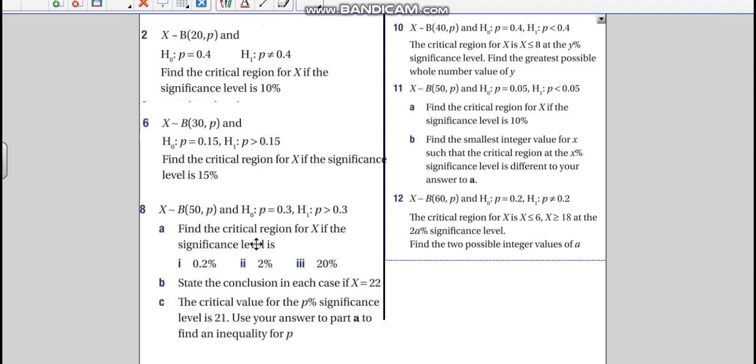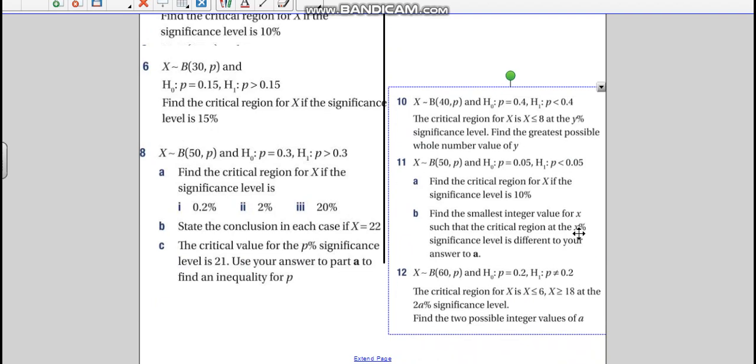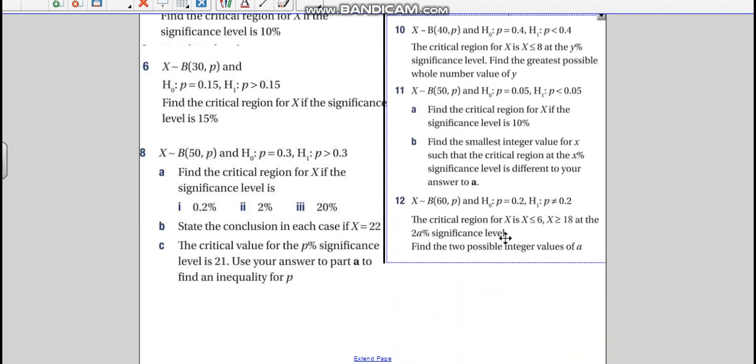This one is fairly straightforward, and number 8 is similar to the one we've just done on number 9. Numbers 10, 11 and 12 are of the type we've just looked at, finding the significance level, either the greatest or the smallest. Number 12 is quite tricky, but have a go. It's asking for 2 possible values of a, and see if you can have a go at that, but I've got solutions coming up in a minute.